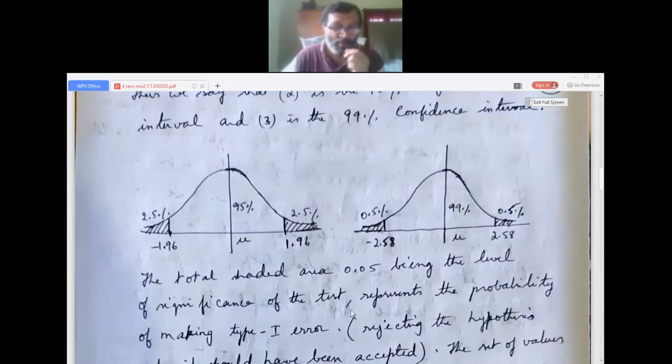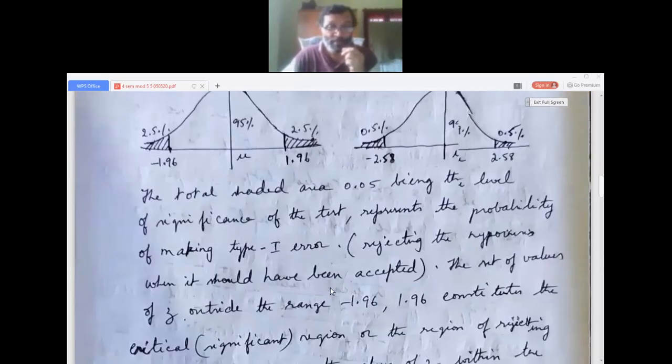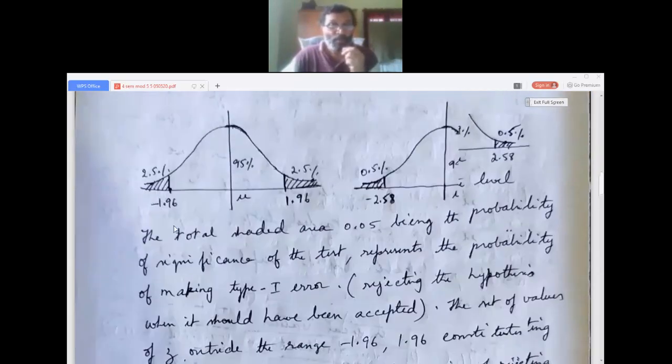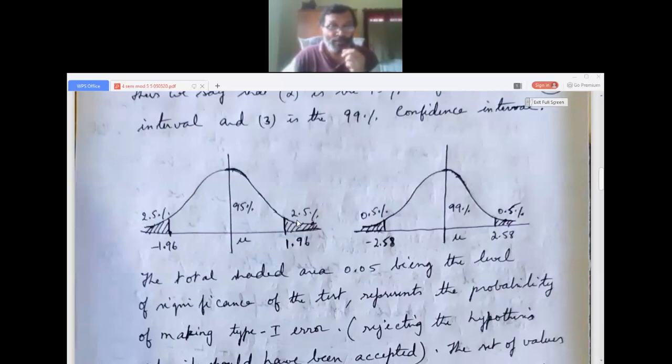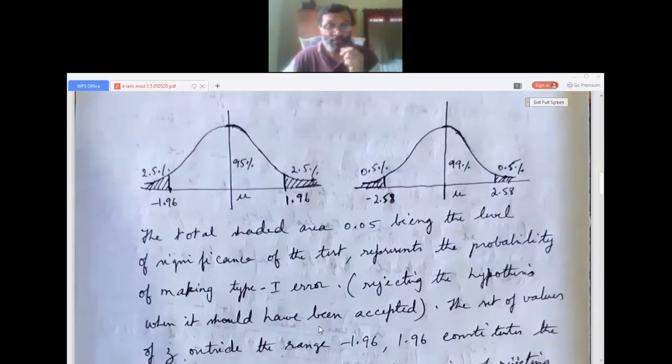It represents the probability of making a type 1 error. 2.5 plus 2.5 is 5%, which means the total shaded area, this and this, is 0.05. It is the level of significance of the test, and it represents the probability of making a type 1 error.